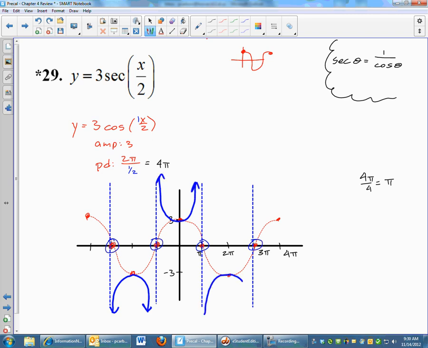Follow cosine, or follow the asymptotes, hit the hump of cosine. And there's going to be another one right there, and there would be another one over here also. Now the blue graph is the graph of y equals 3 secant of x over 2. The red graph was the cosine graph, and that was just there to kind of aid me in getting that secant graph. So there is a secant graph.